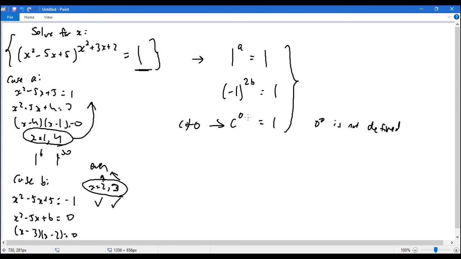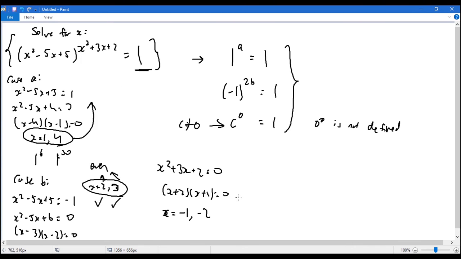And finally we have the case when the exponent is 0. So x squared plus 3x plus 2 equals 0. Factor this as x plus 2, x plus 1. So that gives us minus 1 and minus 2. Now we must plug this into the base to make sure that they don't give us 0, because we know plugging this into the exponent will already give us 0. We need to make sure it's not a 0 to the power of 0.